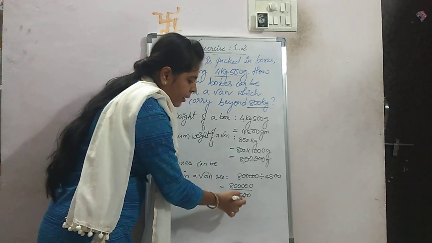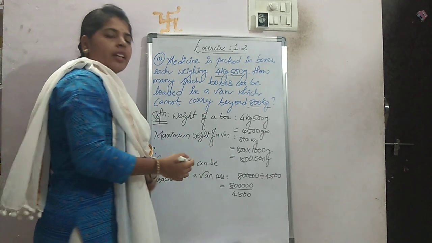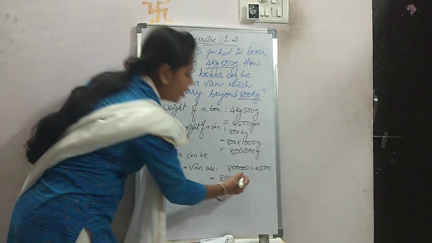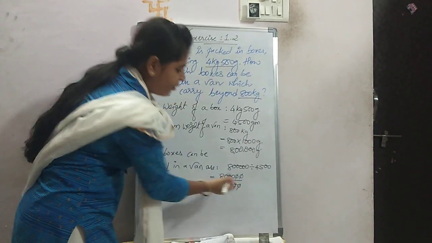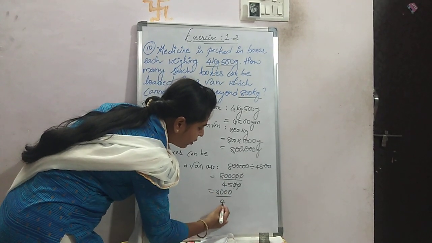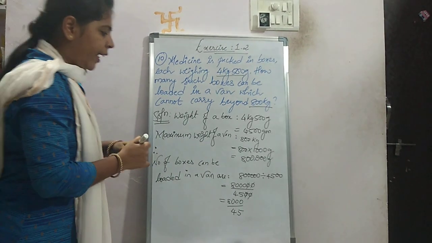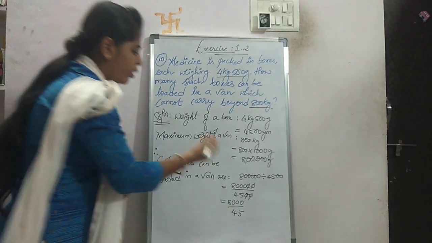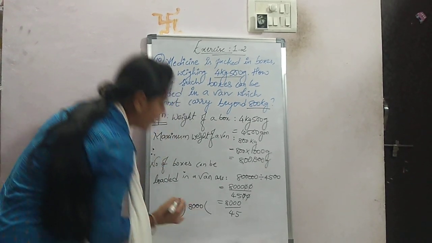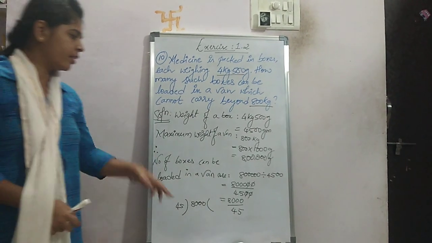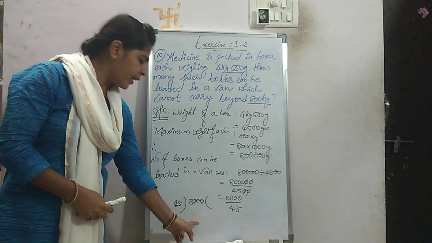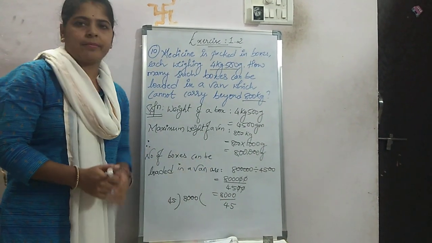So 8 lakh divided by 4500. As you already know, in division, if the units place and tens place have the same zero values, you can cancel them directly when it is written in fraction form. So now what you will get? 8000 divided by 45. Further, you can divide this value, 8000 divided by 45, and you will get the quotient and the remainder. From that you will get how many boxes can be loaded. Now you try this calculation yourself and do it.